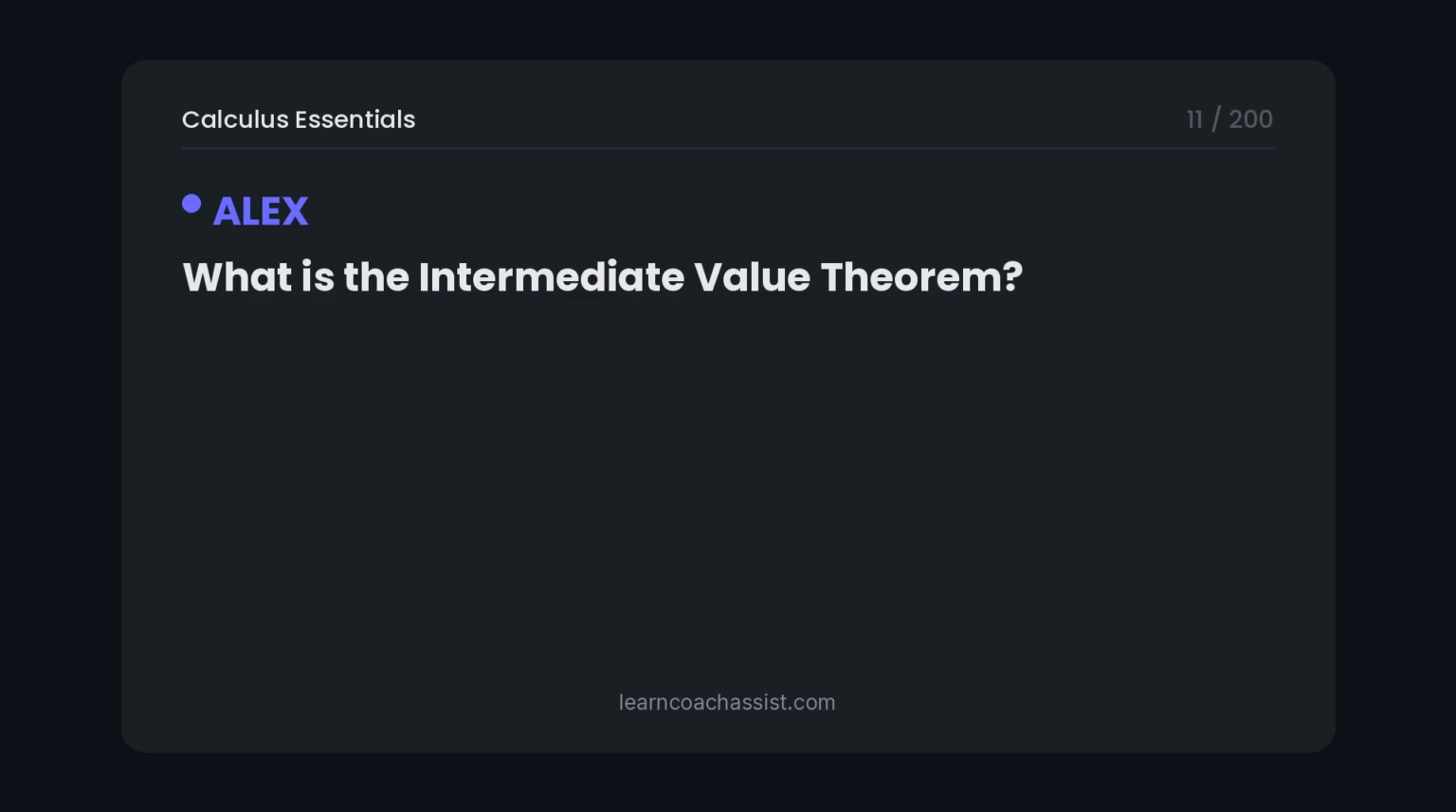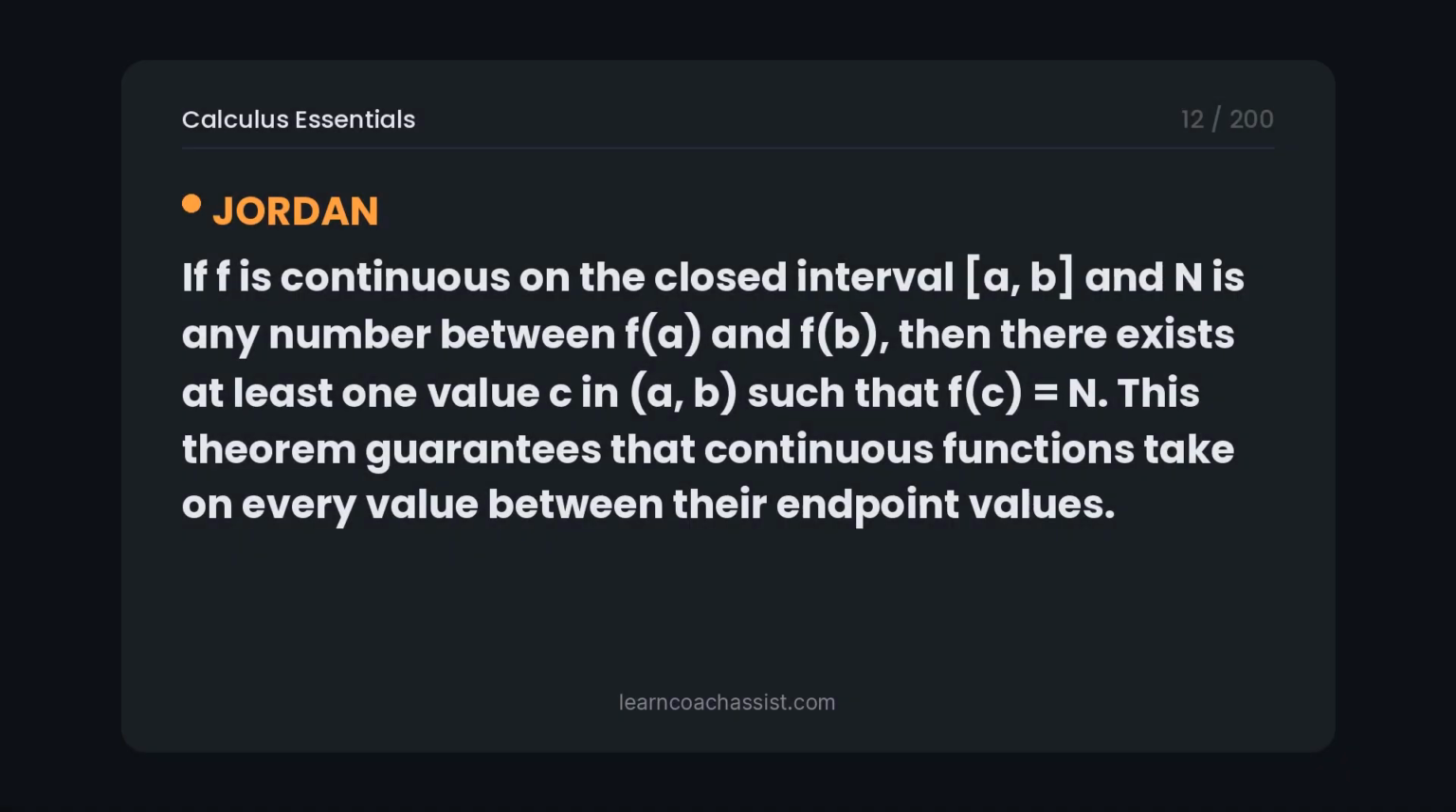What is the intermediate value theorem? If f is continuous on the closed interval [a, b], and N is any number between f(a) and f(b), then there exists at least one value c in (a, b) such that f(c) equals N. This theorem guarantees that continuous functions take on every value between their endpoint values.